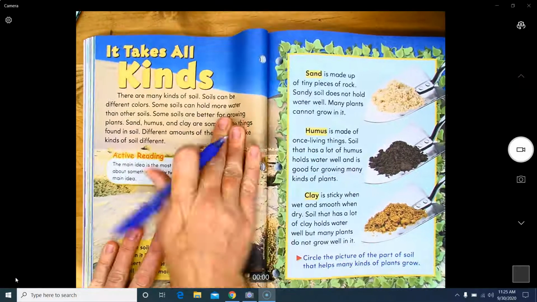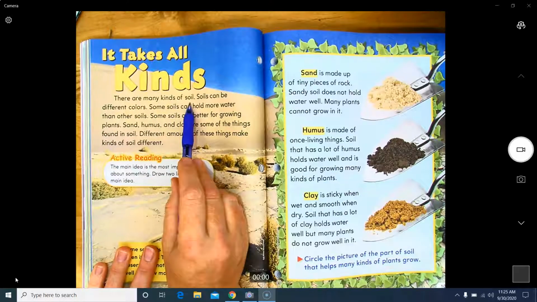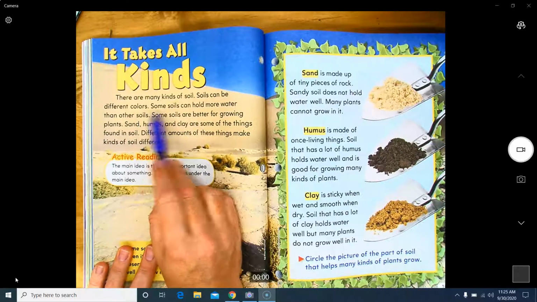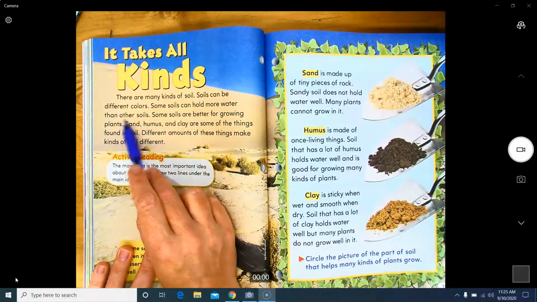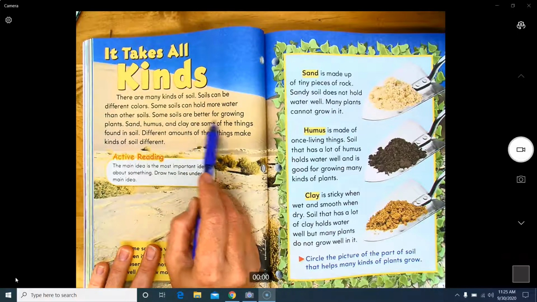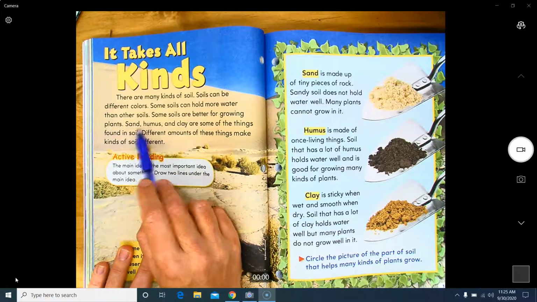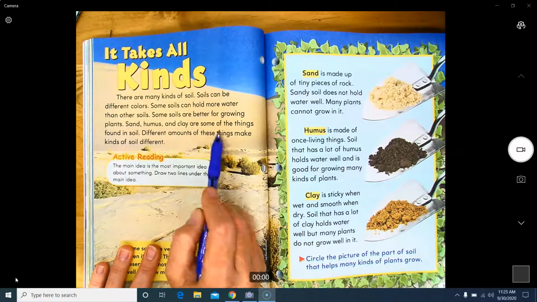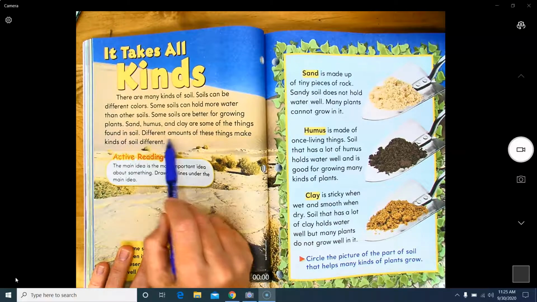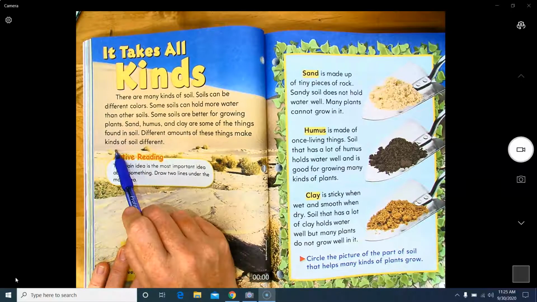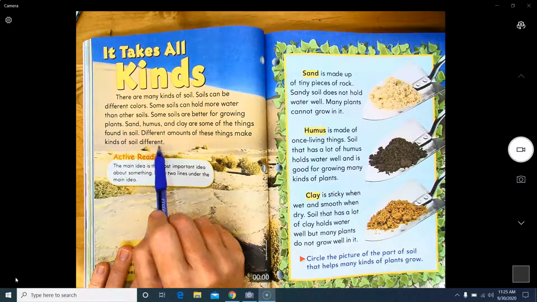It takes all kinds. There are many kinds of soil. Soils can be different colors. Some soils can hold more water than other soils. Some soils are better for growing plants. Sand, humus, and clay are some of the things found in soil. Different amounts of these things make kinds of soil different.